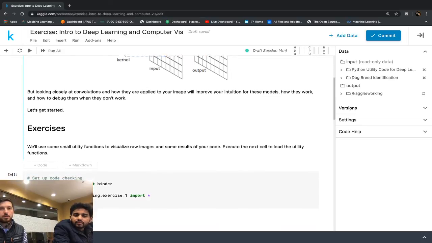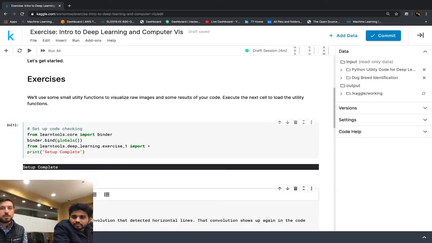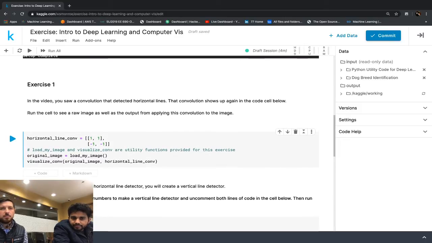All right, so let's see. First things first, we've got to import the learning tools so it can check our answers. We didn't watch the video. There's a video attached to this exercise, so go ahead and watch that before you hop in. We're just hopping into the code to start playing around with it and seeing what we can do.